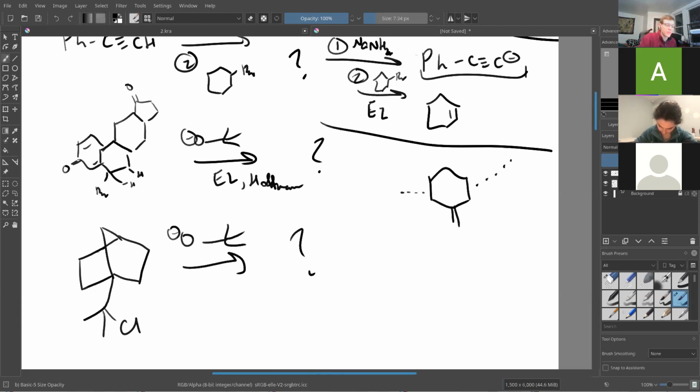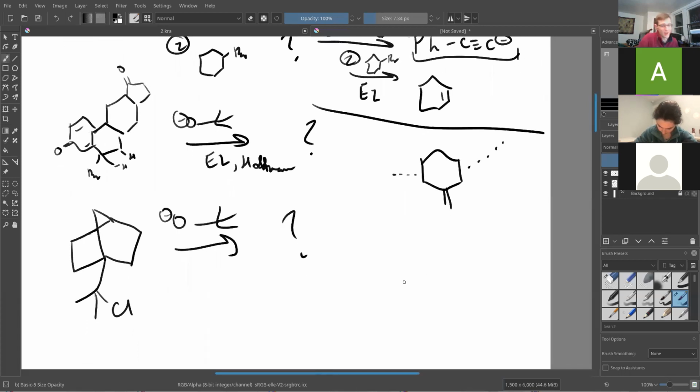If we were to pull off the other hydrogen, noticing, in fact, there's only one other hydrogen in the first place, right? So there's not a lot else we could do. If we were to pull off the other hydrogen, we would get this, which is more substituted. So that's bad.